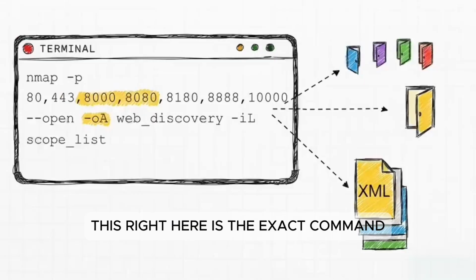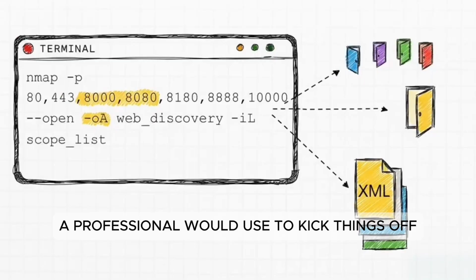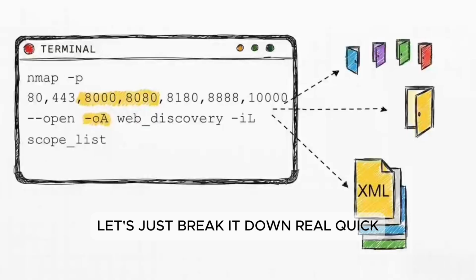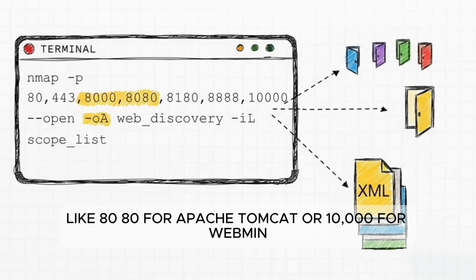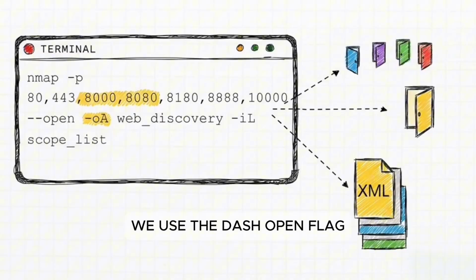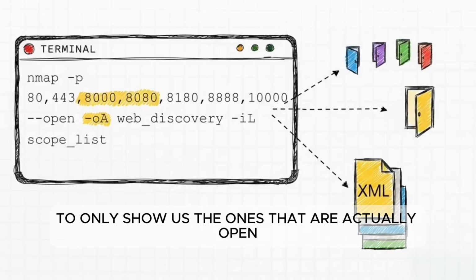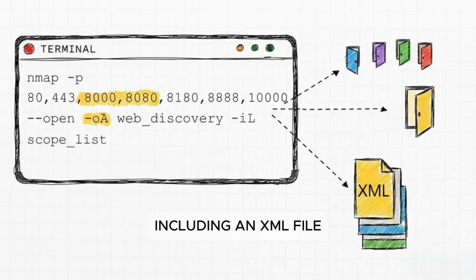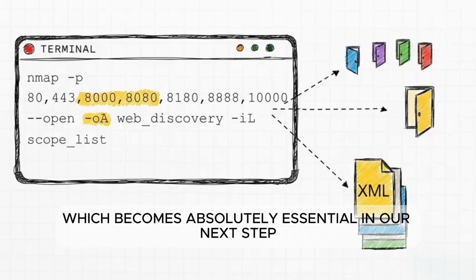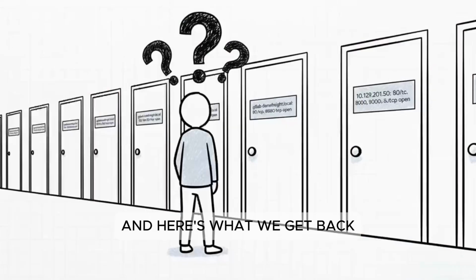This right here is the exact command a professional would use to kick things off. Let's just break it down real quick. We're telling Nmap to scan a specific list of common web ports, like 8080 for Apache Tomcat or 10,000 for Webmin. We use the --open flag to only show us the ones that are actually open. And crucially, we use -oA to save the output in all formats, including an XML file, which becomes absolutely essential in our next step.